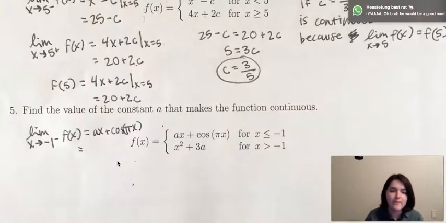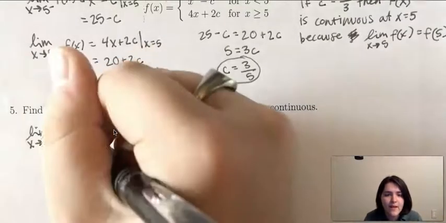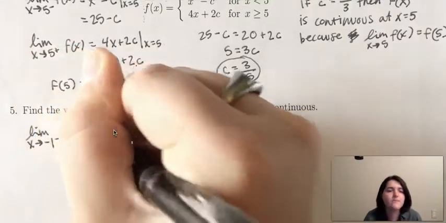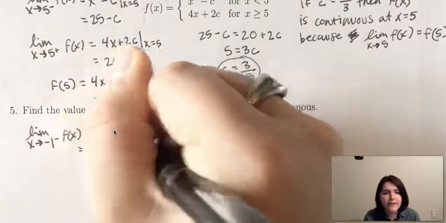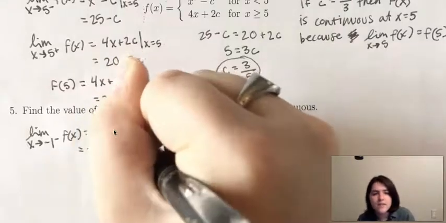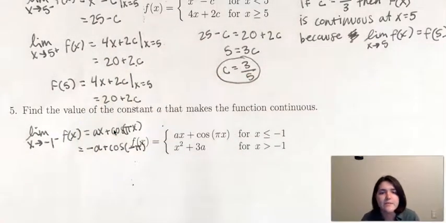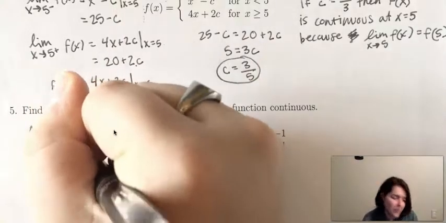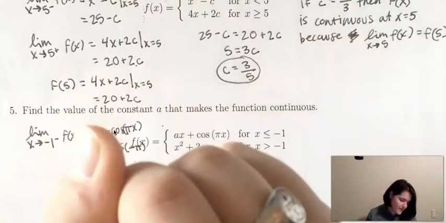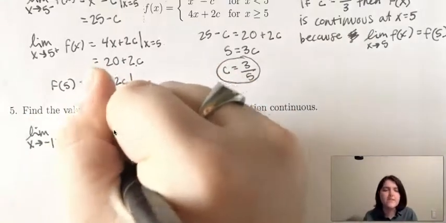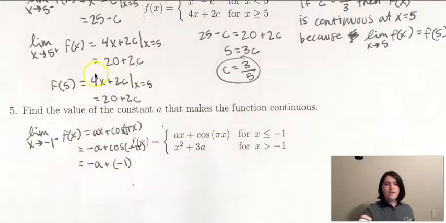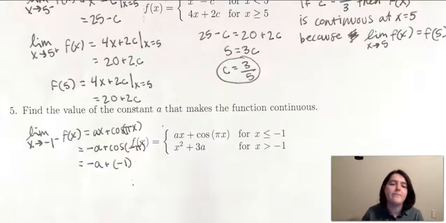-1 is our split point. So we wrote it here, we rewrote it. And then we're plugging in -1. So we have -a plus cosine of -pi. And then I think we're gonna simplify it one step more and sub in what cosine of -pi is, because that is a number that we know. So cosine of -pi, if you know your unit circle, is -1.